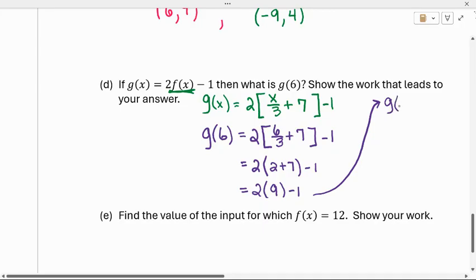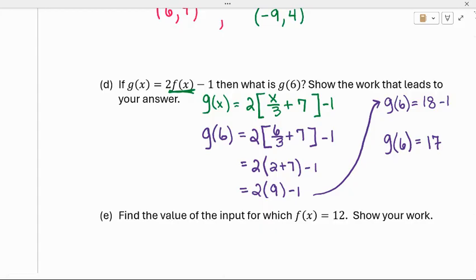So g of 6 equals 18 minus 1. And can I simplify it one more? Yep. To 17. So g of 6 equals 17. Okay? That one's scary. We'll put a little star by that one. I'll come up with a practice one like that.